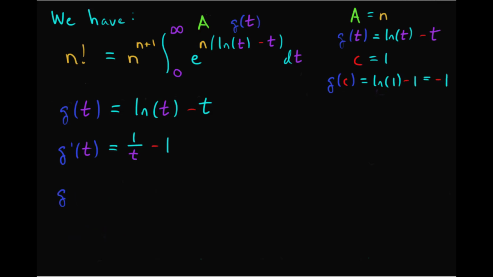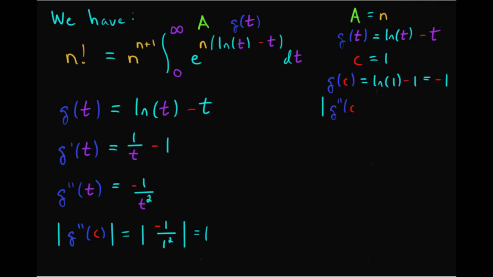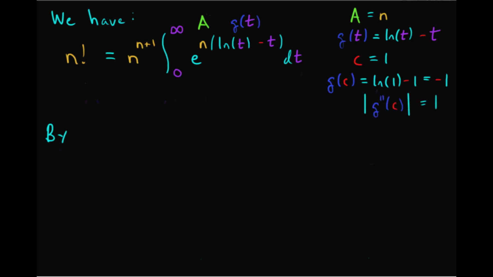And then g double prime of t, we need that to find g double prime of c. G double prime of t would be negative 1 over t squared. So then the absolute value of g double prime of c would just be the absolute value of negative 1 over 1 squared, which equals 1. And now we can use Laplace's method to estimate the integral.